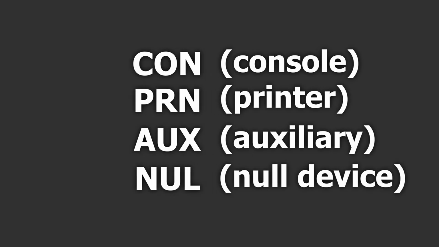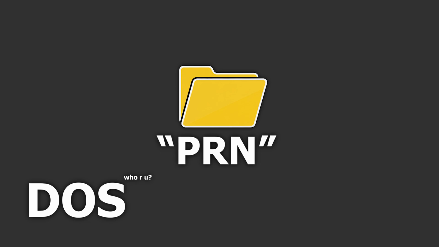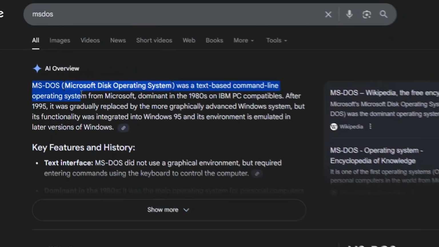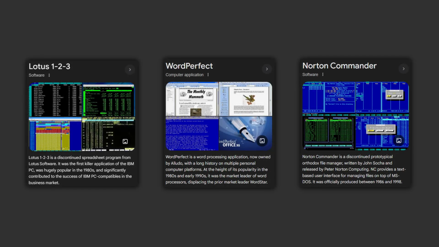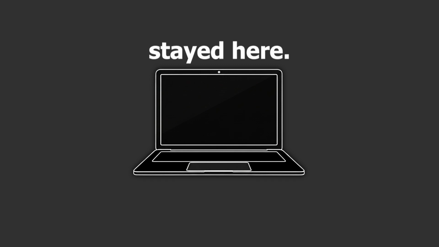These weren't files, they were direct connections to hardware, and DOS needed to make sure that when you typed PRN, it would always mean send this to the printer, not open some random file called PRN. So Microsoft hard-coded these names into the system, forever. Now here's the thing, we're not using DOS anymore. We haven't for decades, but when Microsoft created Windows, they wanted to make sure old DOS programs would still work, so they kept all these restrictions just in case.